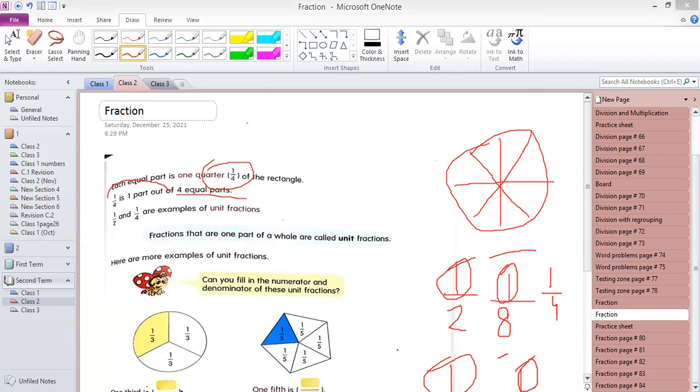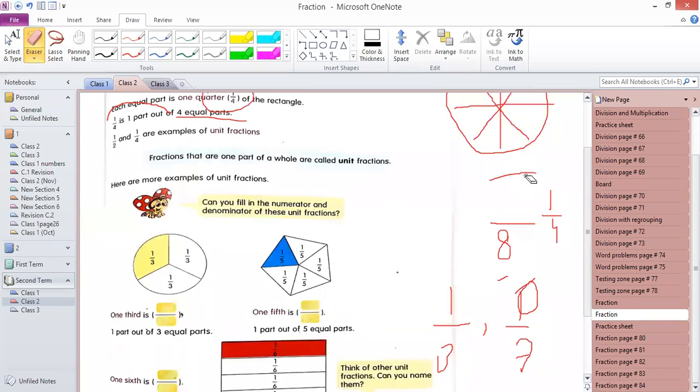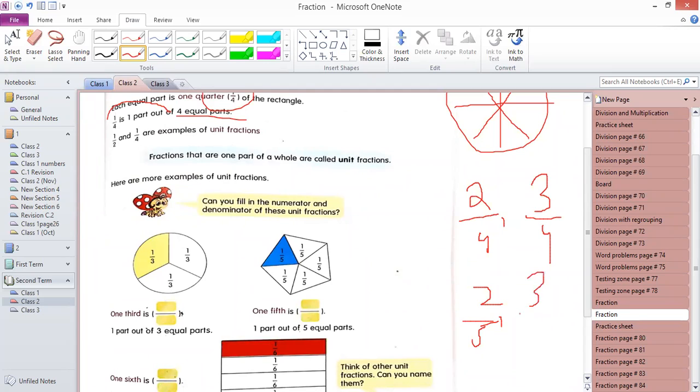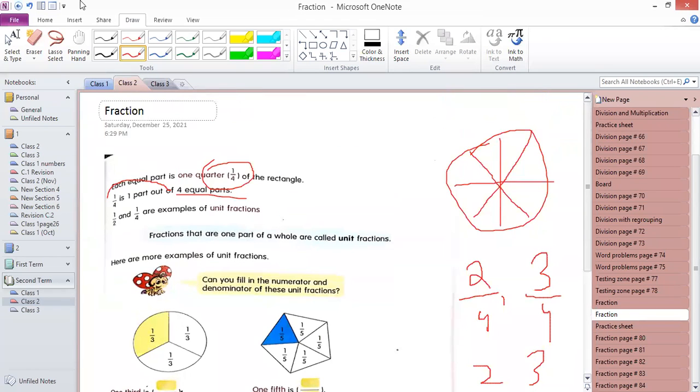Yes. A unit fraction always has 1 in the numerator, and except for 1 part, if you are interested in more than 1 part of any fraction, that is a non-unit fraction. Like 2/4, 3/4, or 2/5, or 3/7, any fraction which has a number more than 1 in the numerator means this is a non-unit fraction. Clear, guys?